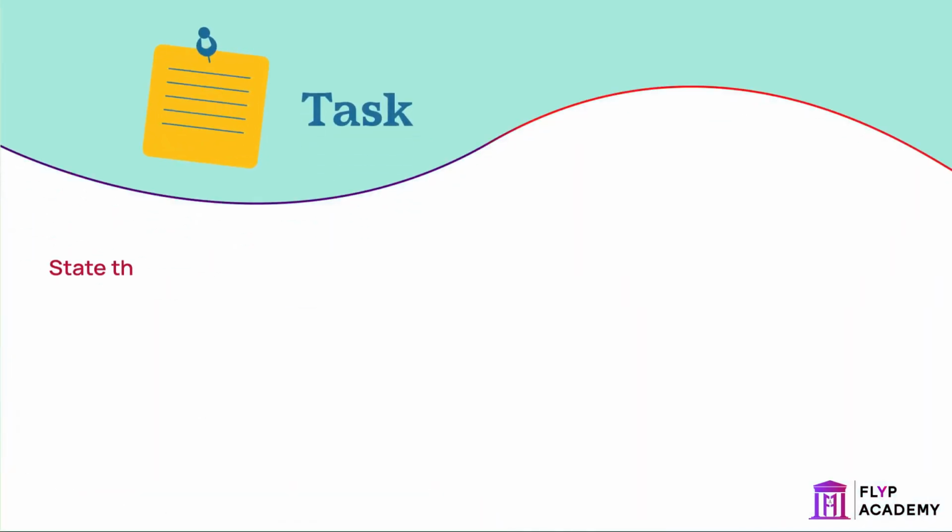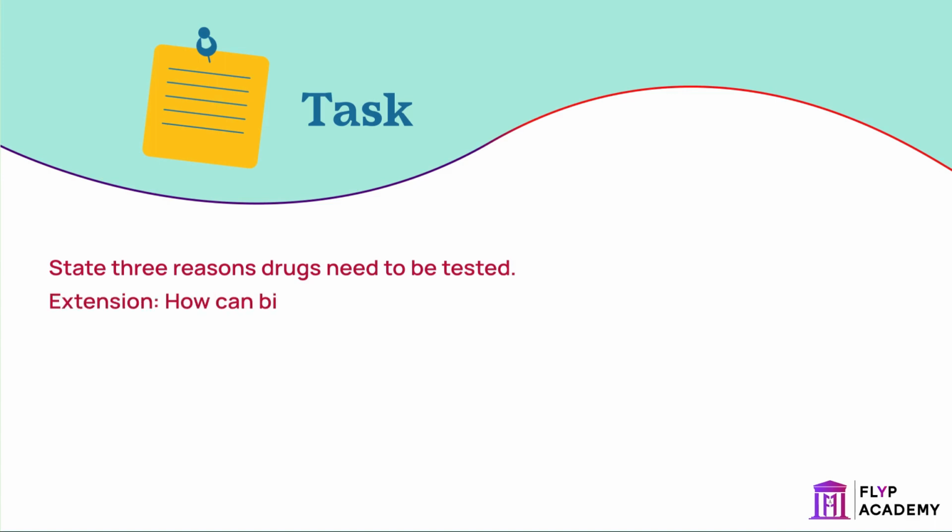Task: state 3 reasons drugs need to be tested. Drugs are tested to ensure they are safe and not toxic, that they work, and to see what dosage is required. Extension: how can bias be avoided in drug testing? To avoid bias, drugs should be tested by independent companies, not the manufacturers. Placebos and double-blind trials should be included.